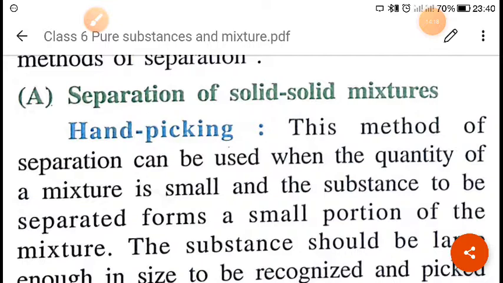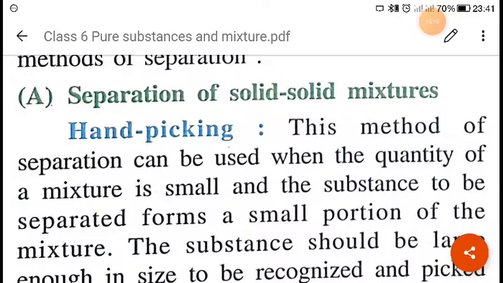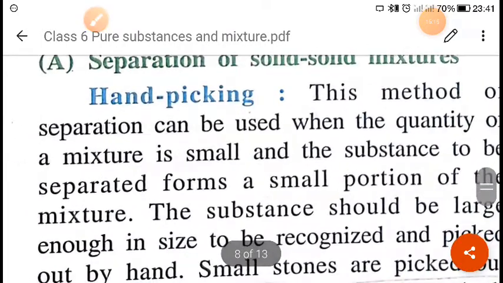So hand picking is also a separation method. If someone asks you which type of mixture is separated by hand picking, your answer will be solid mixture. If the mixture contains only solid particles, or we can say that if the constituents of the mixture are solids only, then at that time we can use hand picking or winnowing method. So we'll see what is hand picking and winnowing method.